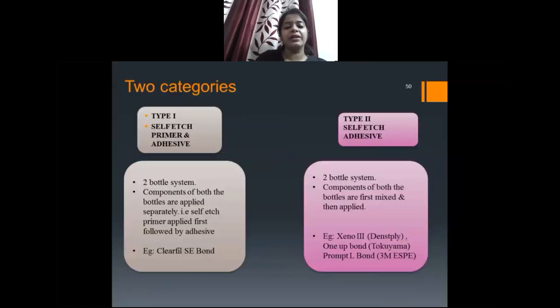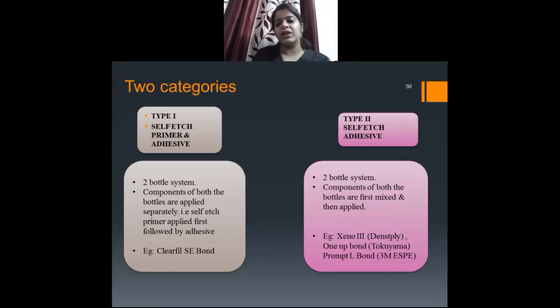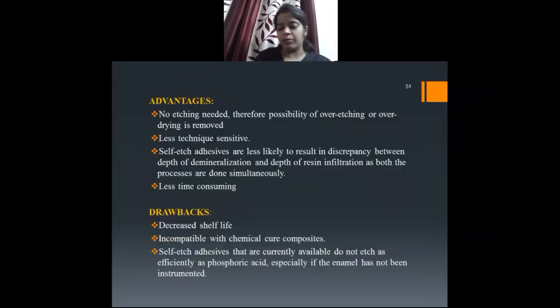It has two categories. Type 1 is self-etch primer and adhesive. It is a two-bottle system. Components of both the bottles are applied separately. That is, self-etch primer applied first, followed by adhesive. Example, Clearfil. Whereas type 2, self-etch adhesive, is also a two-bottle system. Components of both the bottles are mixed first and then applied. Examples: Xeno 3, One-Up Bond, Prompt L-Pop.